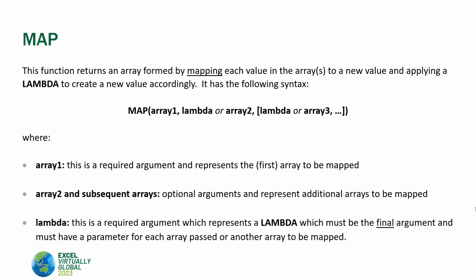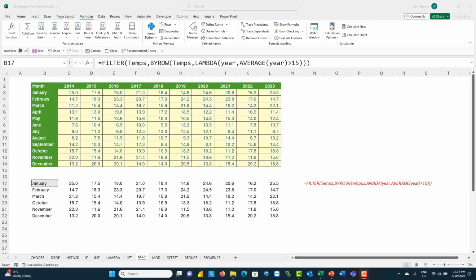And lambda is a required argument which represents a lambda which must be the final argument and must have a parameter for each array passed, or another array to be mapped. That might sound confusing, so let's go and take a look at an example. In essence, all map does is transform values.